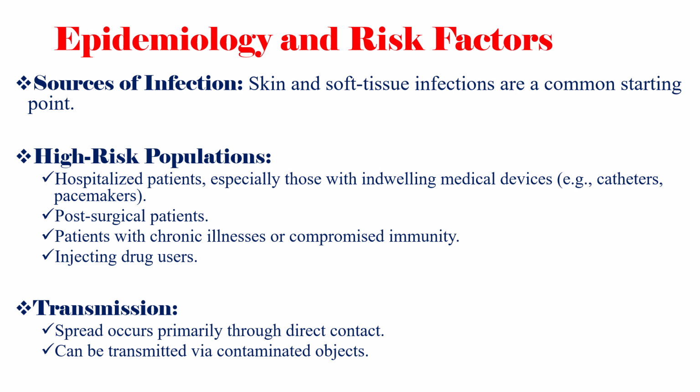Skin and soft tissue infection are a common starting point. Hospital-acquired and community-associated infections are prevalent worldwide. Hospitalized patients, especially those with indwelling medical devices, catheters, and pacemakers, post-surgical patients, patients with chronic illness or compromised immunity, and injecting drug users are high-risk populations. Spread occurs primarily through direct contact. They can be transmitted via contaminated objects such as fomites.